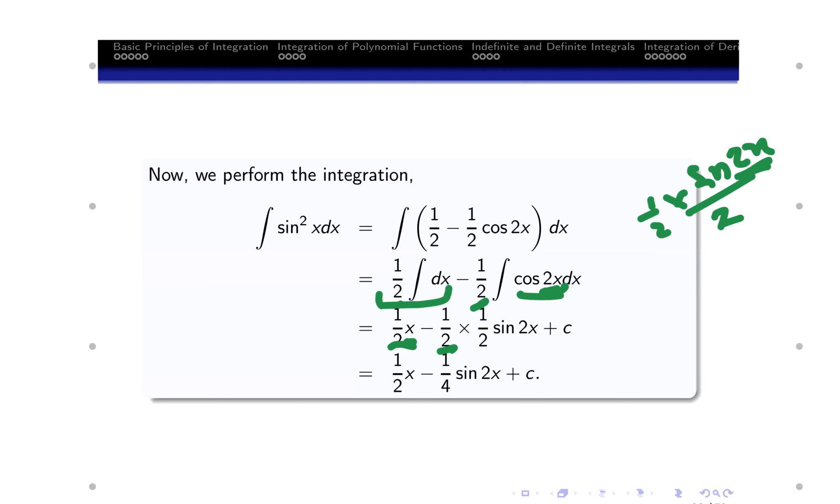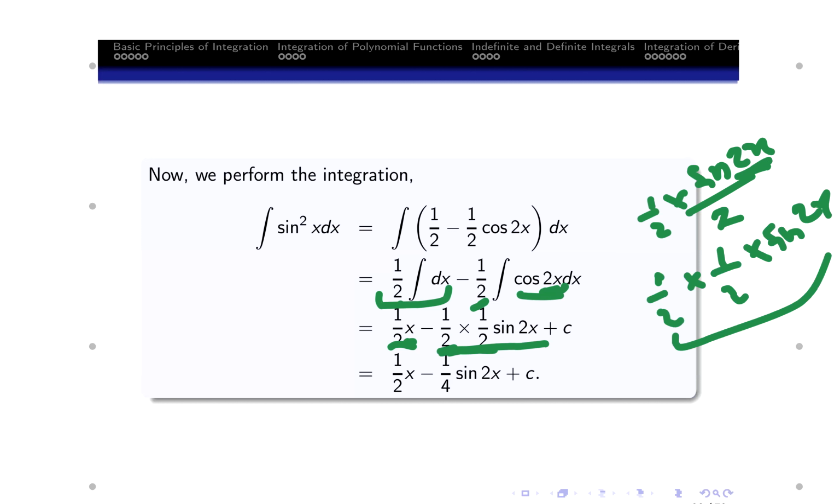And that's why you have half times half here. This is half times the sine 2x. That's why you have it here. This half x was already sorted, so pay attention to that. I'll go over that once again.